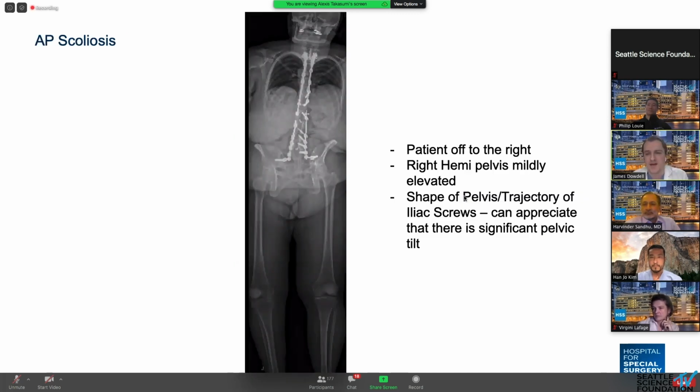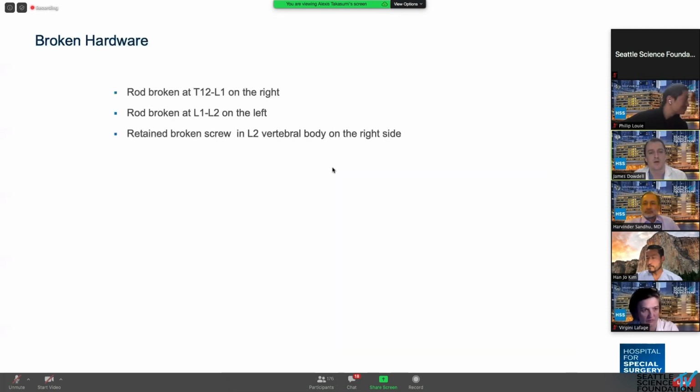And for her PA, you can see that she's slightly off to the right. Her right hemipelvis is slightly elevated, but most importantly here, you can take a look at the iliac screws, the trajectory of those, that you can really see that she's maximally tilted in her pelvis, and you take a look at her pelvic shape. You could appreciate the significant pelvic tilt even on this PA film.